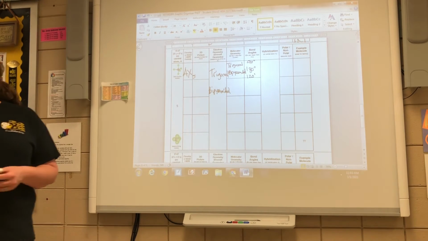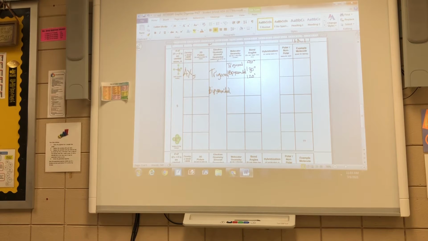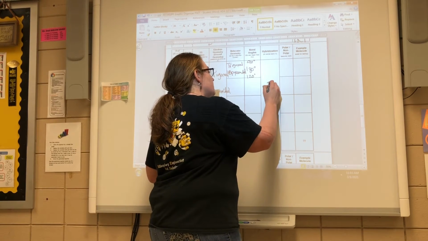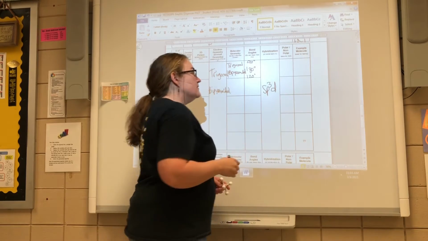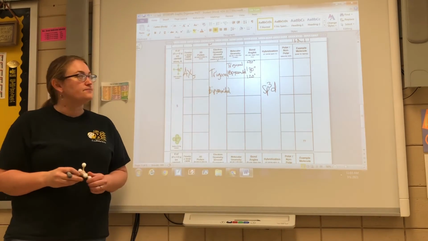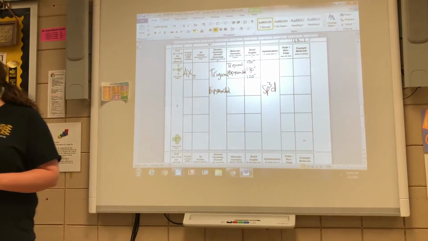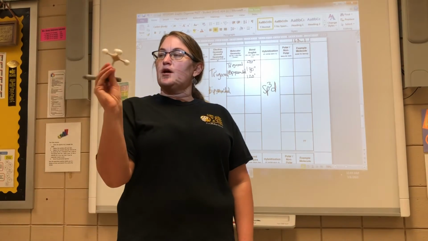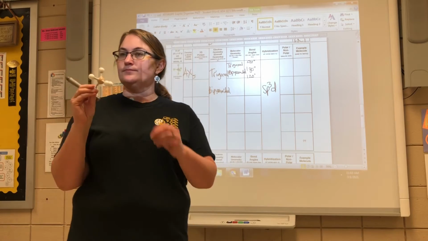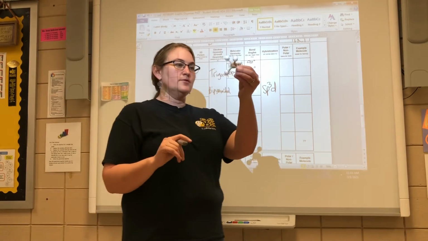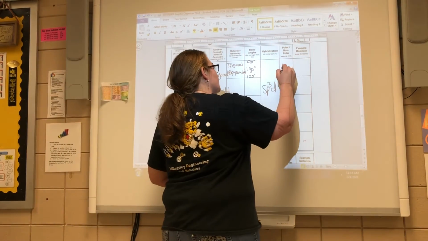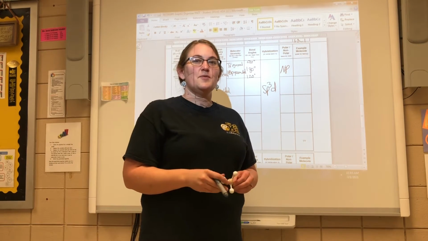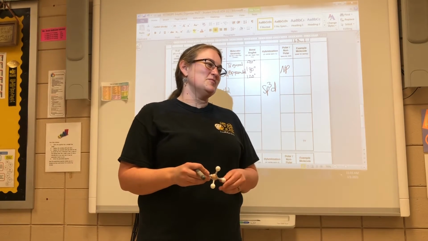Our hybridization, we are actually getting into some d elements here. So we're going to say sp3d. Now, do you think this is polar or non-polar? This is non-polar.